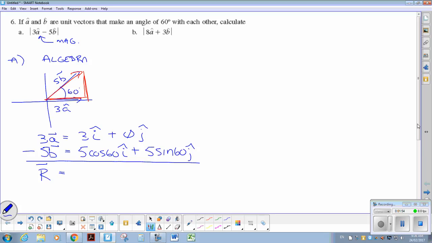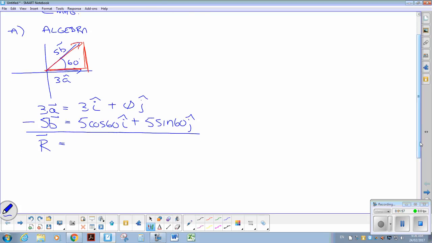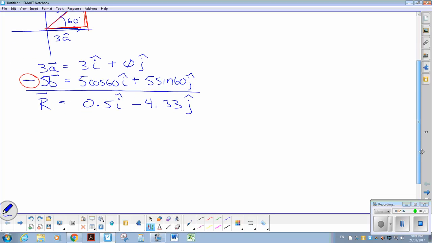Using the calculator now, we can go ahead and calculate it. And remember that we are subtracting those values. So we have 3 subtract 5 cos 60, and I end up with 0.5i. And the other one, 0 take away 5 sine 60, and I get negative 4.33j. Okay. Now from this point on, you kind of go into cruise control.